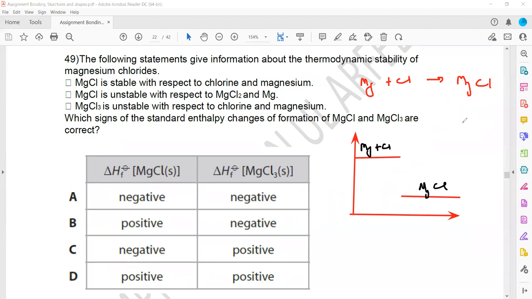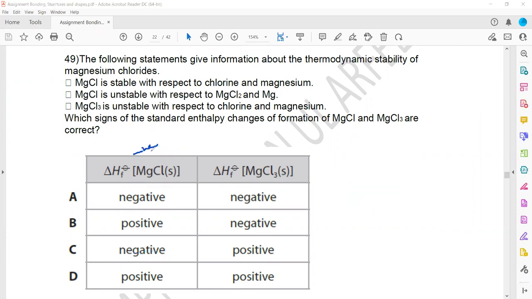So if it is an exothermic reaction, what will be the enthalpy change, energy change? So it will be negative. It is a formation because magnesium plus chlorine gives magnesium chloride. So here it shows that the formation of magnesium chloride is exothermic, so it will be negative. So any option with a negative answer is correct. So either A or C can be a right answer for question 49. Then the next thing, we work out this should be negative.